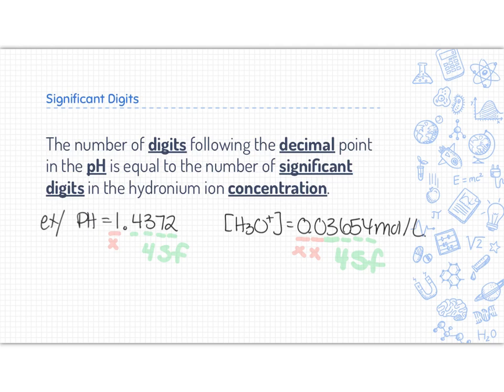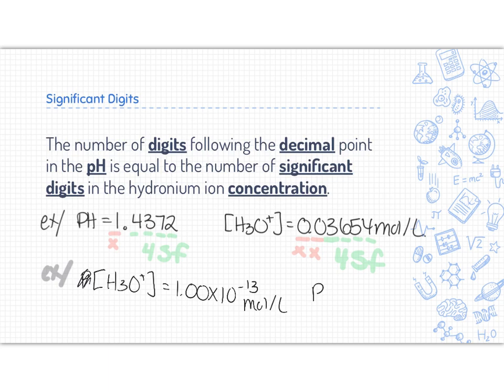Another example, if I have, let's say, an H3O plus concentration of 1.00 times 10 to the negative 13 moles per liter, I know that the pH will be 13 because this is an exact factor of 1, and we just use its exponent. But I don't want to just write 13. That's not correct significant digits.